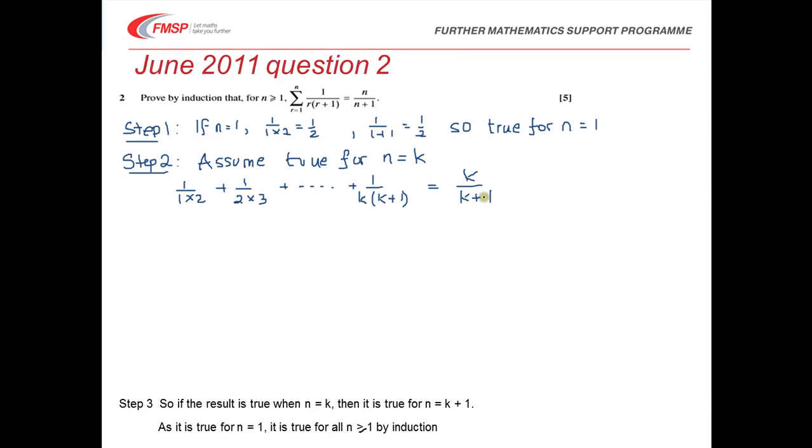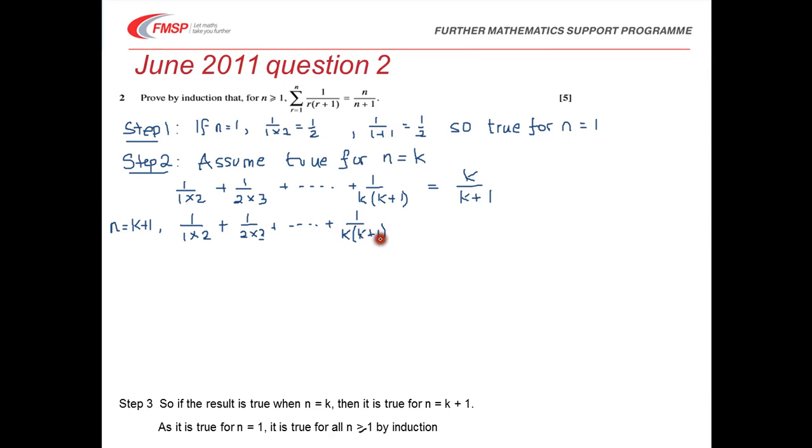So we make that assumption, and what we're then going to try and do is, on the basis that it's true for n equals k, we're going to try and prove that it's true for n equals k plus 1. So that means we're going to look at one extra term. So I'm going to add that extra term onto both sides. So when we add it to the left hand side, we're not just going up to 1 over k times k plus 1 now.